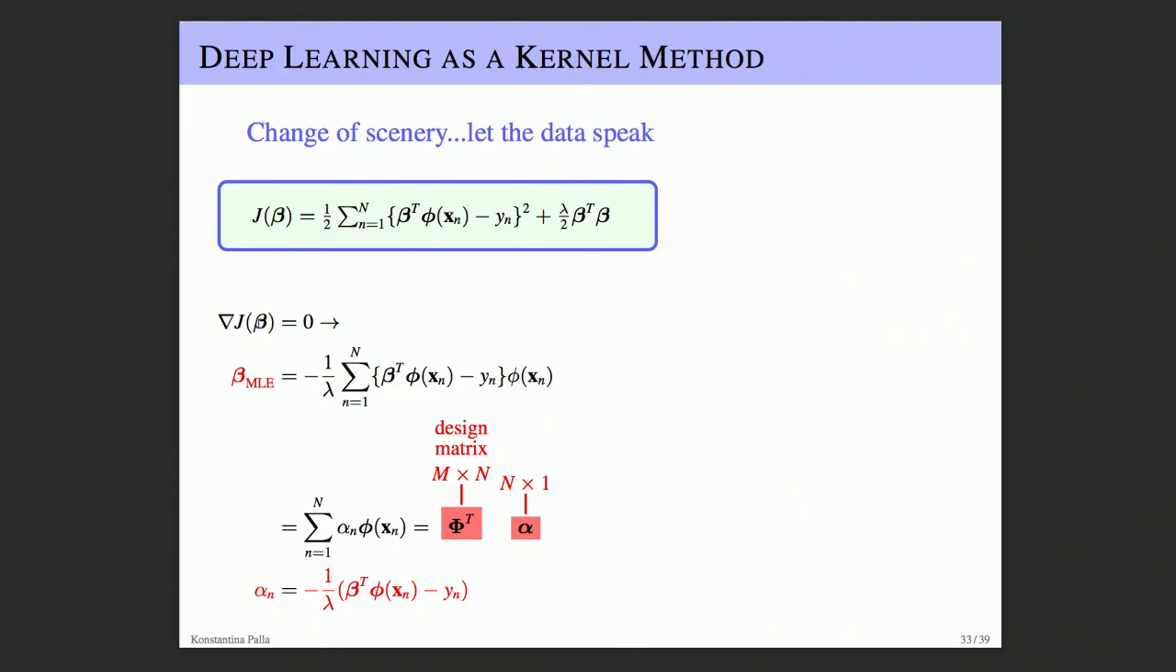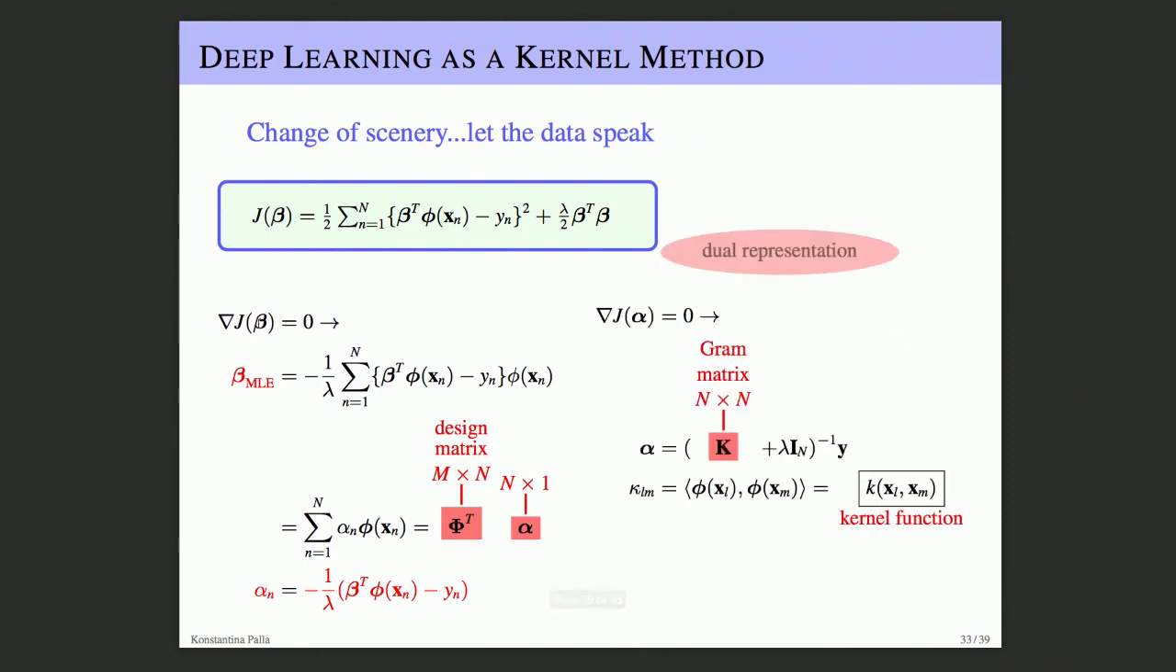Okay, let's change that now, and let's try to be non-parametric. I'm just doing some maths here. I take the gradient, I compute the maximum likelihood estimate, and so on. I rearrange some terms and write the maximum likelihood estimate as a linear combination of the basis functions, but now the weights are alpha, and alpha is given by this. Why am I doing that? Because I need it for the next step. In the next step, I take again the gradient, but now of the reparameterized cost function in terms of alpha. If I do that, I compute an estimate for alpha, and that estimate looks like that.